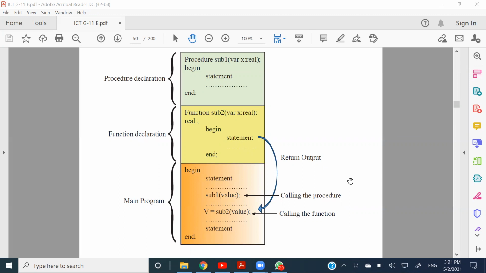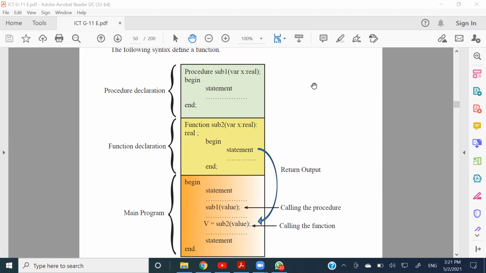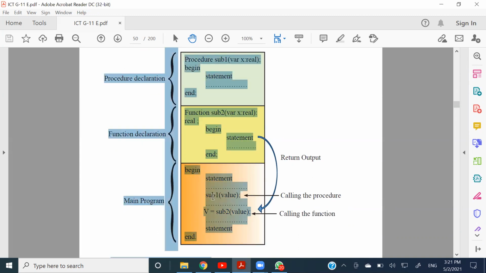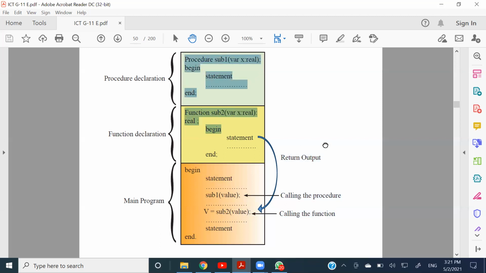Yes. Right, great. I want you to copy this down now, right? This explains what happens inside a procedure and a function. Copy it as it is. You don't need to color it, but it's better if you separate the procedure, function, and the main program. Let me know when you are done, right?